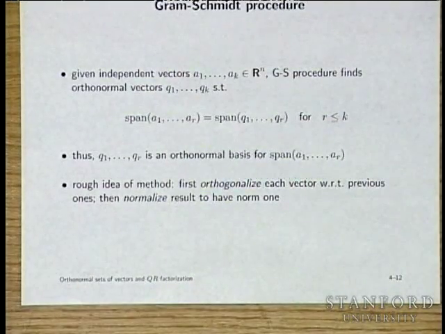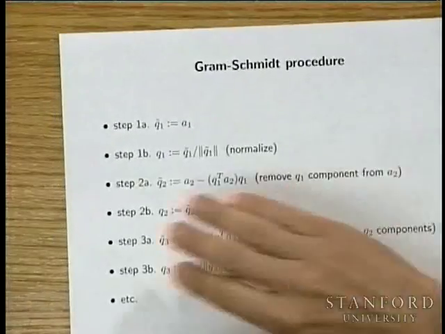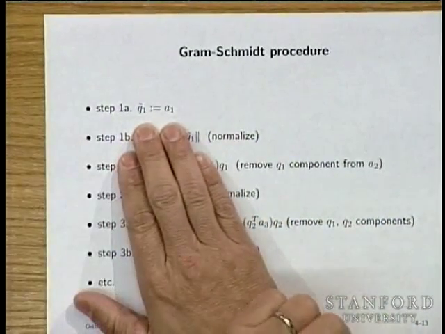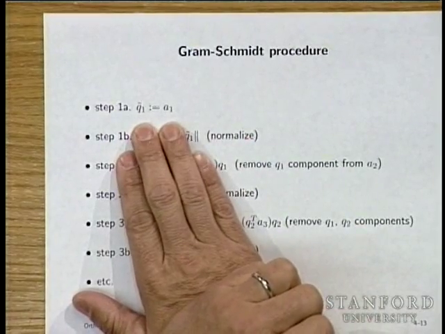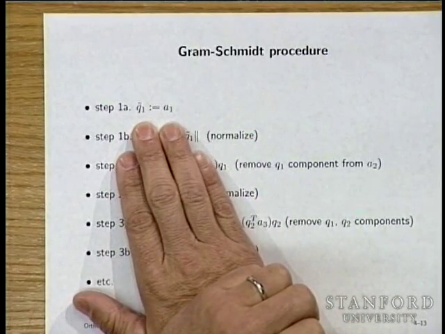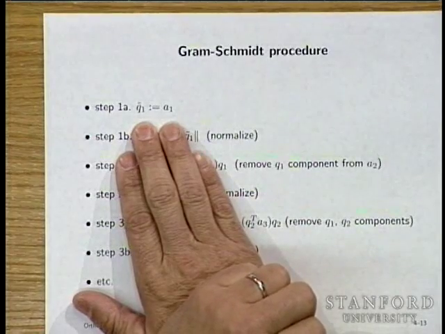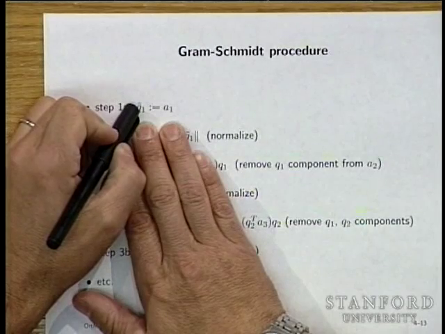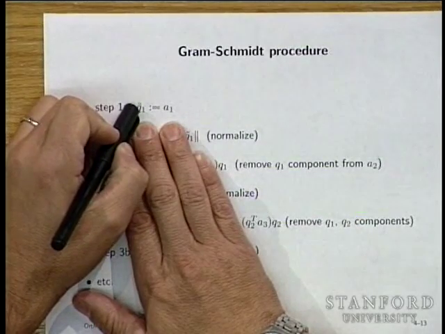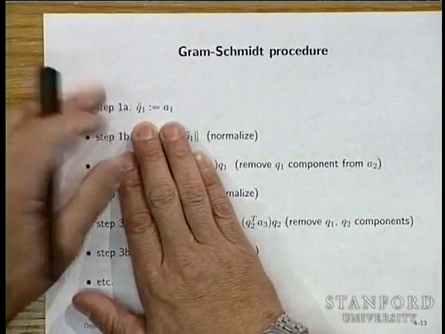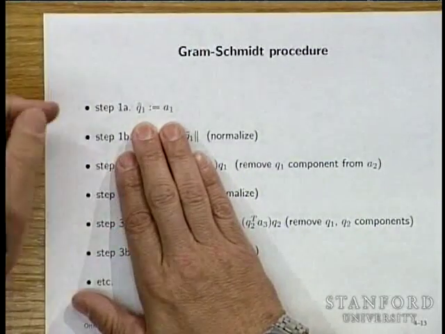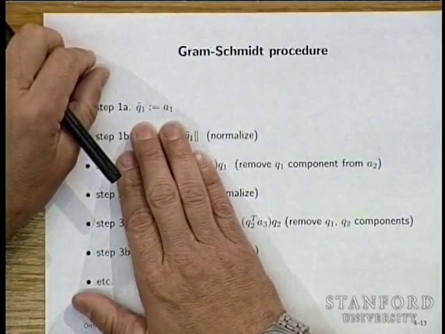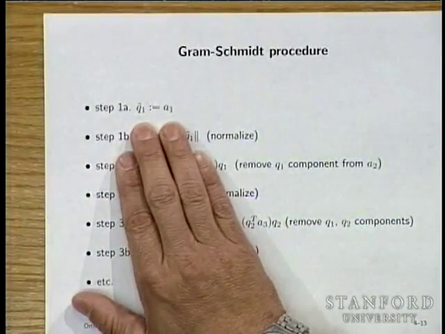I mean, it's not particularly complicated. So let's see how it works. It's actually quite straightforward. The first thing you do is you're given A1, and your task is to produce a Q1 which has the same span as A1 and which is a singleton that is orthonormal, which is the same as saying it should have length 1. That's easy to do. You simply take A1 and divide it by its norm, and that gives you a unit vector that points in the same direction as A1.